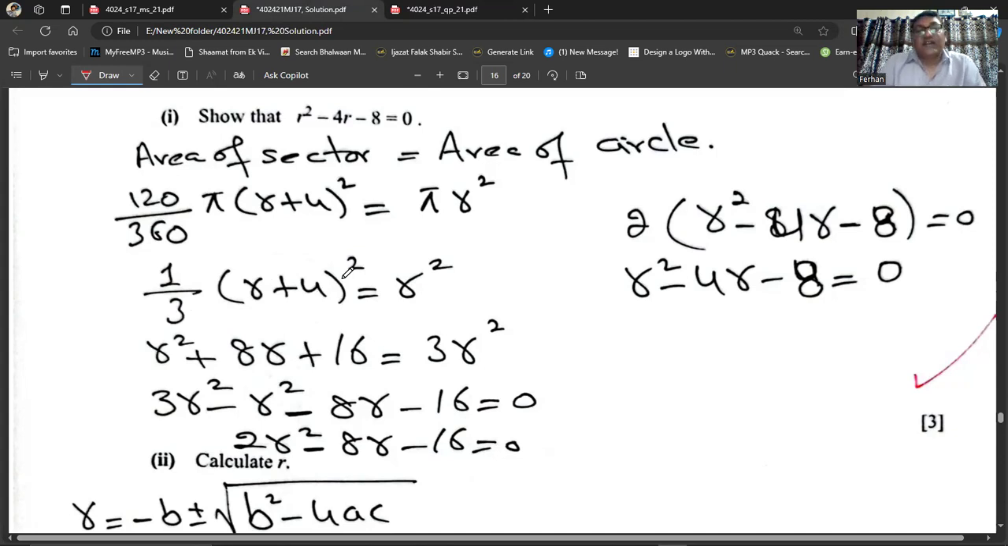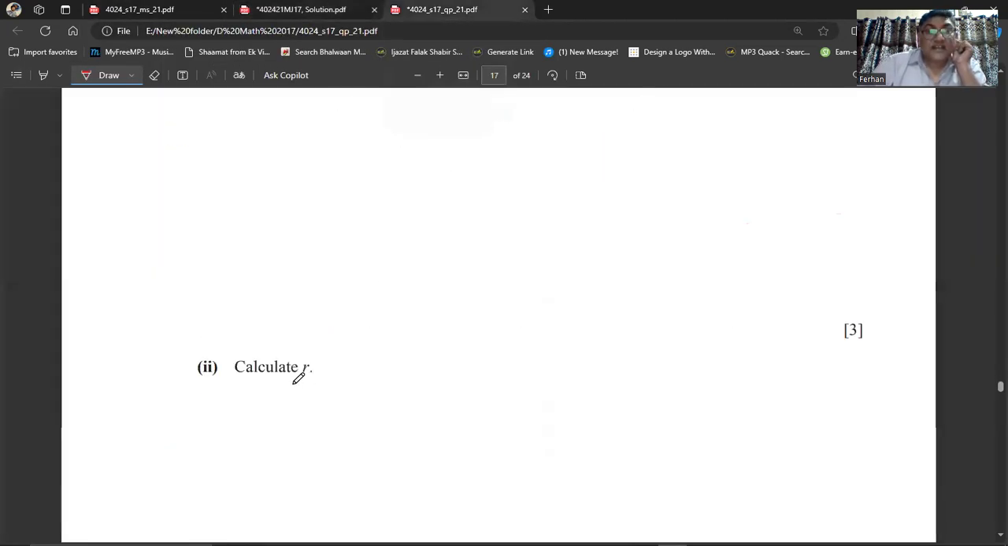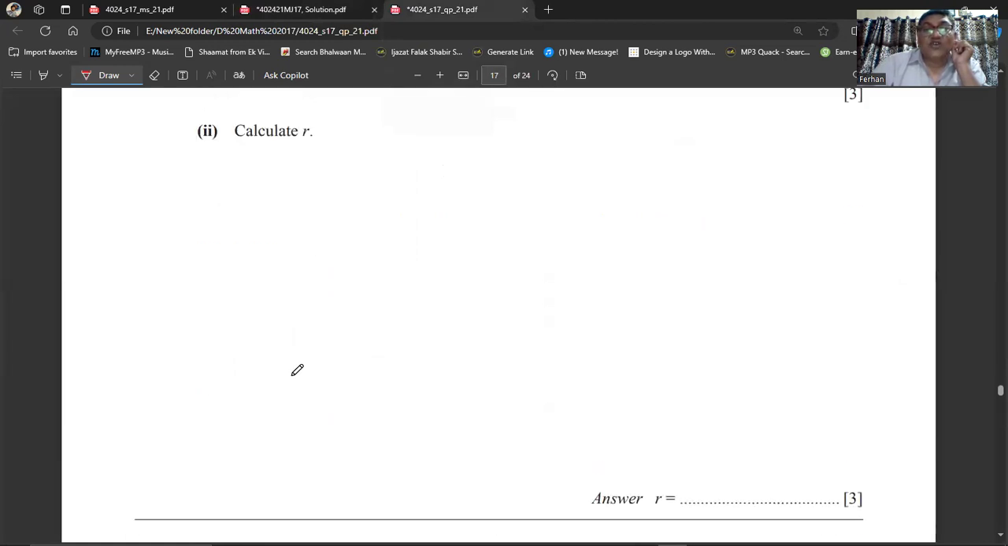So 3r square, I will take all of them to the other side. So 3r square minus r square minus 8r minus 16 equals 0. 2r square minus 8r minus 16 equals 0. Take 2 common. So r square minus 4r minus 8 is equal to 0. So this was the equation which you had to show. When this 2 goes to the other side, it divides the 0, it stays 0. Hopefully you understand.